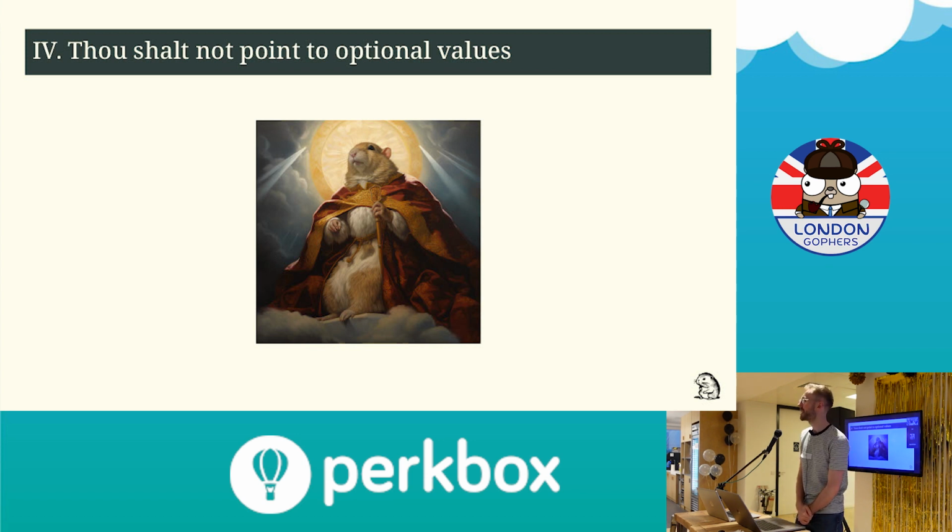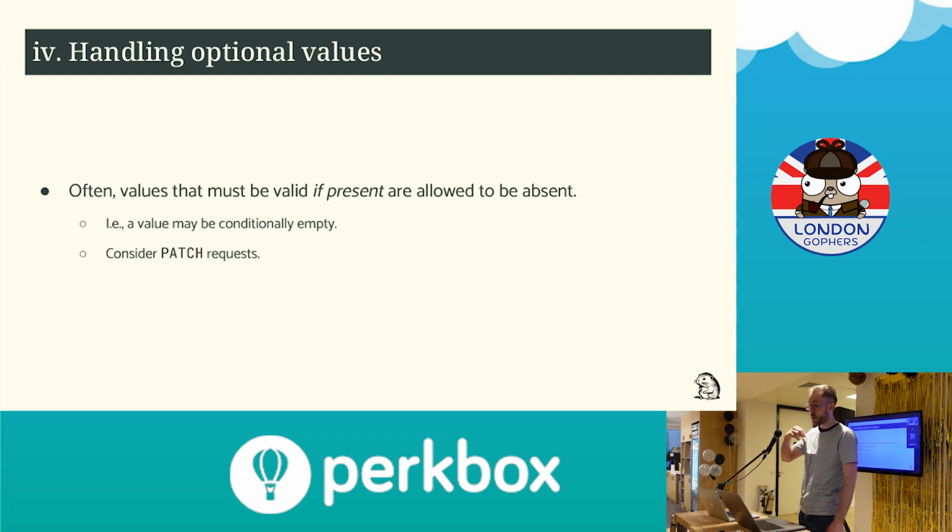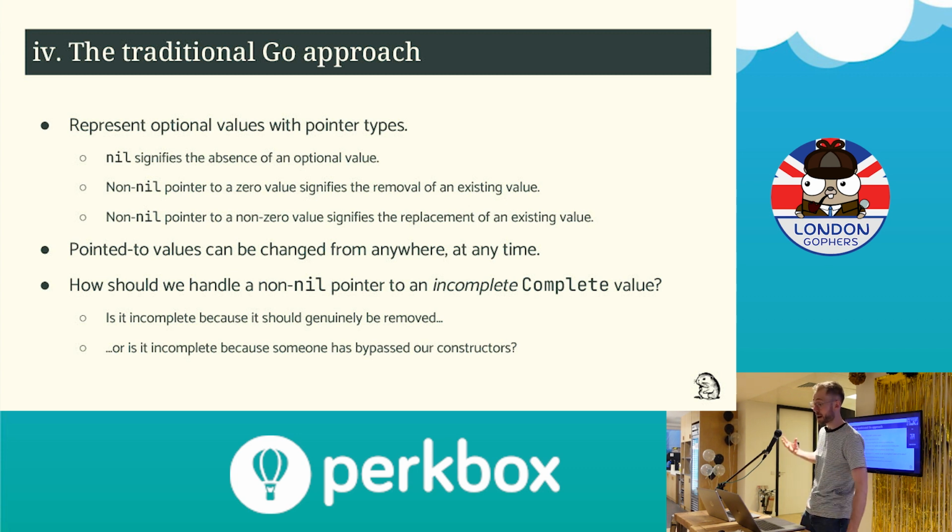First, let's make things a bit more difficult for ourselves. Optional values, values which must be valid if they are present, but they are allowed to be absent. We're not that restrictive, okay? Conditionally empty values, consider patch requests, where you partially update an object. In the traditional Go approach, you would represent an optional value with a pointer type. Nil signifies the absence of a value, so you're not going to update that. Non-nil pointers to a zero value signify the removal of an existing value, and a non-nil pointer to a non-zero value signifies that you're going to replace it with a new value.